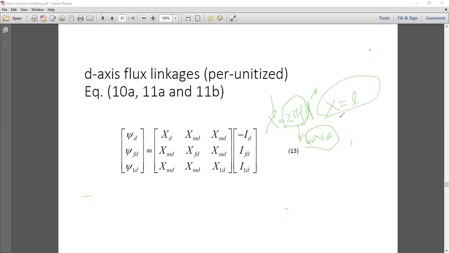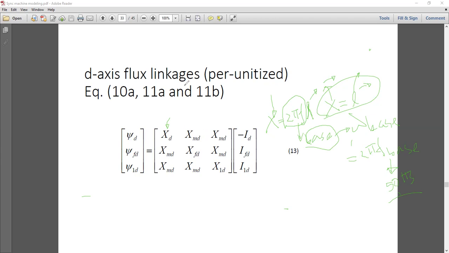Using this relation, using the concept of base angular frequency, omega base, because in the AC system we also have to deal with the base frequency, that should be 2 pi f base. Depending on the country, mostly in our places we take 50 Hertz as the base frequency. And thus in per unit, the inductance is the same as the inductive reactance. So after the per unit conversions, we can easily use the X notations. So we have XD, XMD, and XMD.